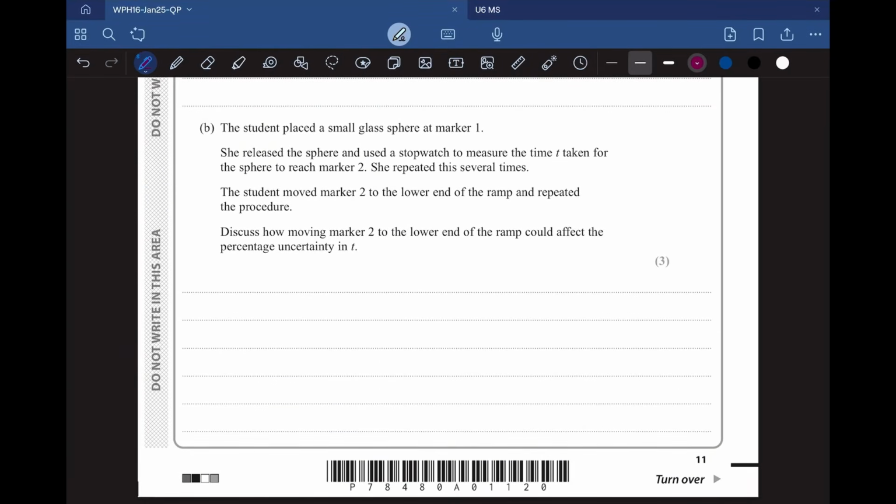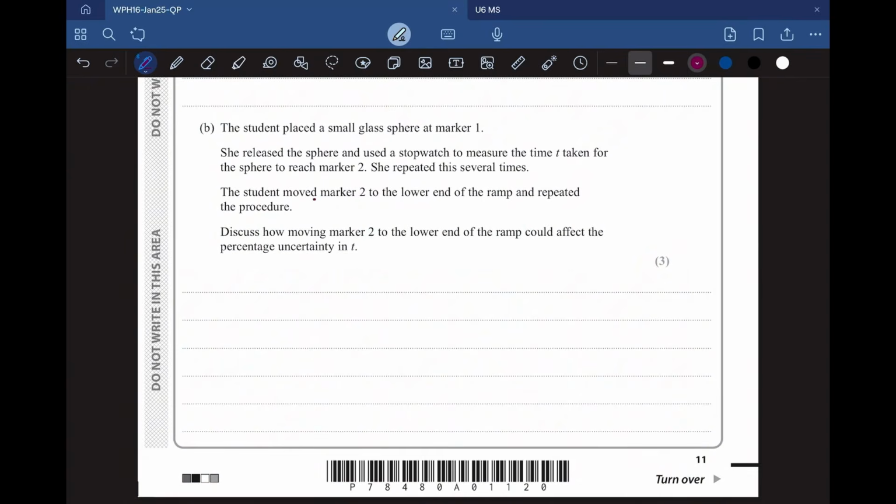In part B, it says the student placed a small glass sphere at marker 1. She released the sphere and used a stopwatch to measure the time t for the sphere to reach marker 2. She repeated this several times. The student moved marker 2 to the lower end of the ramp and repeated the procedure.